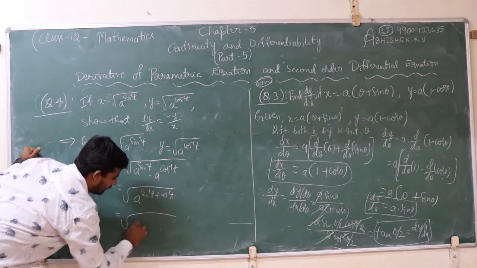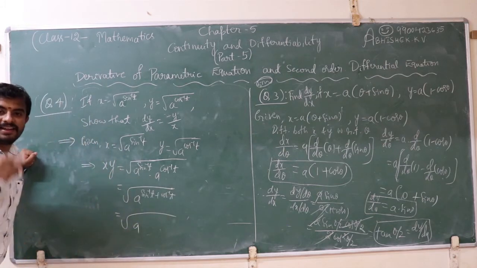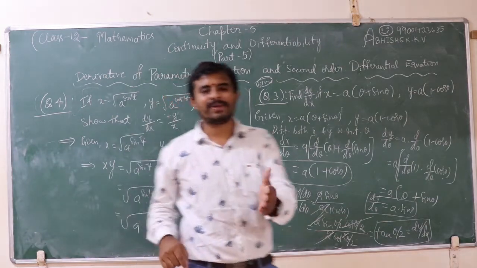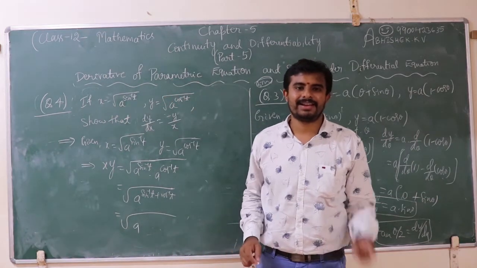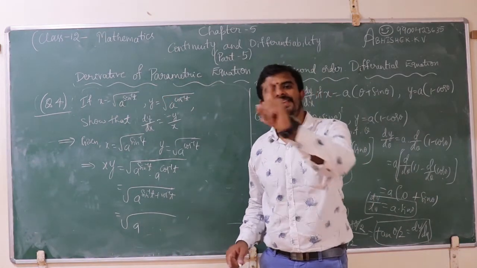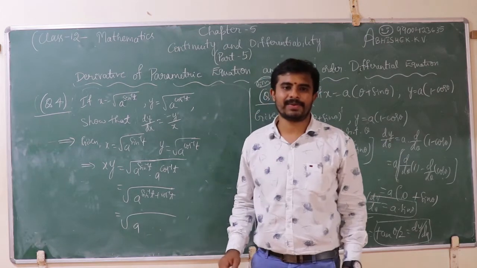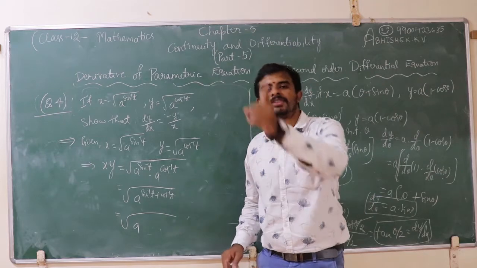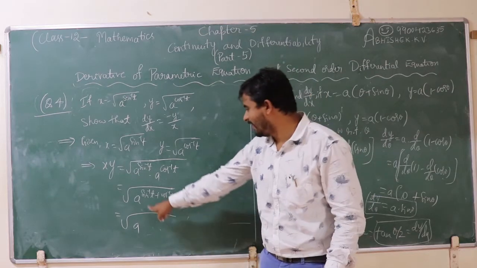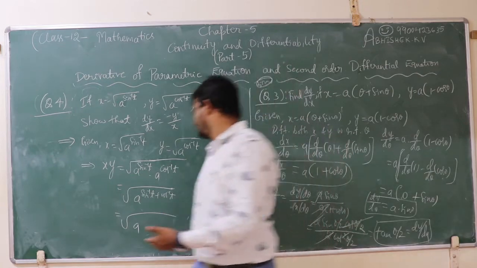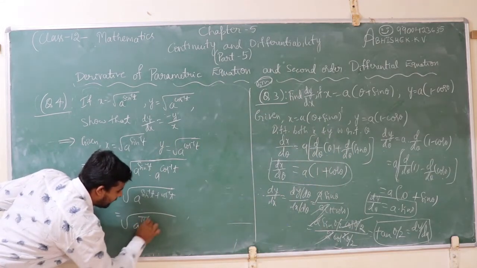This is equal to square root of a to the power of, what is sin inverse t plus cos inverse t? By using the properties of inverse trigonometric functions: sin inverse x plus cos inverse x is equal to pi by 2. Cosecant inverse x plus secant inverse x is equal to pi by 2. Tan inverse x plus cot inverse x is equal to pi by 2. Therefore, instead of x, we have t as the variable. No problem. Sin inverse t plus cos inverse t can be written as pi by 2.